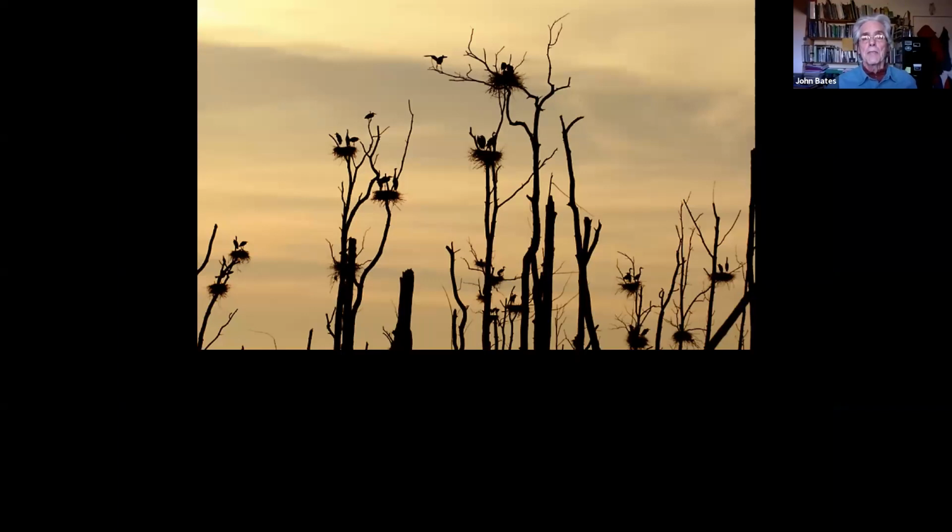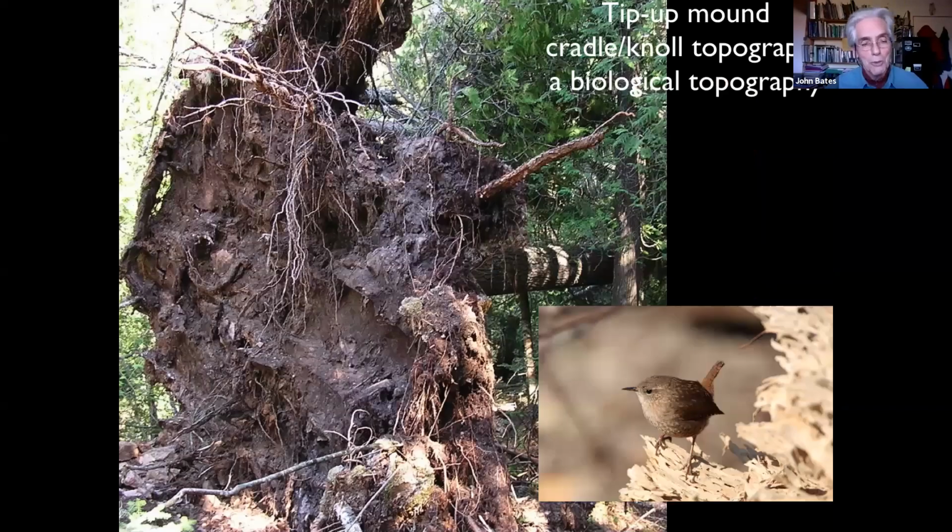Tip-up mounds are valuable as well. This creates a biological topography in our forest, a cradle knoll topography. And one of my favorite birds of all time, the winter wren, has such a beautiful little song, but it commonly nests in the root ball there. It tucks its nest into that muddy mass where all those roots are coming out, because that's a great place to hide from predators.